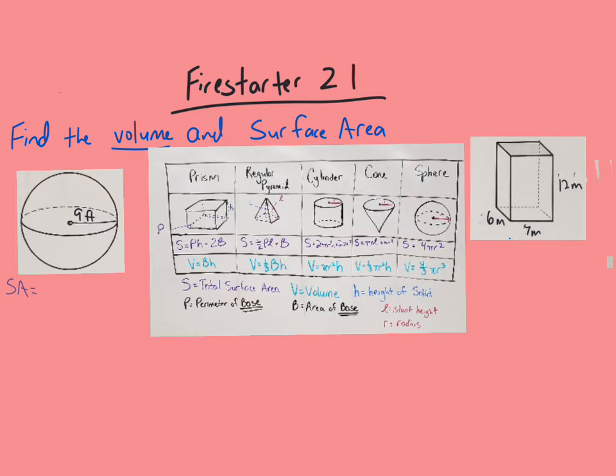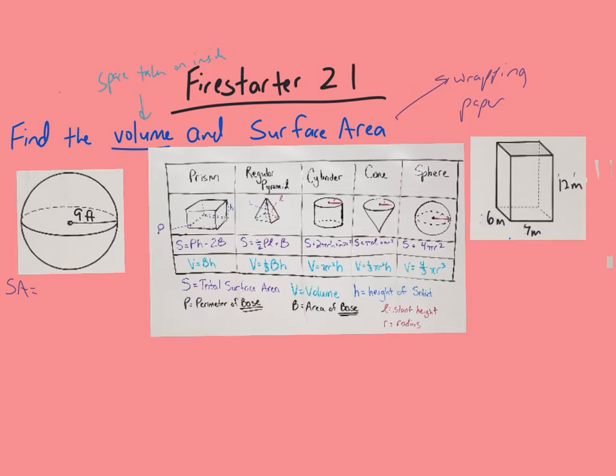Alright, so Firestarter 21 is just finding volume and surface area. Remember, surface area is like wrapping paper. So think wrapping paper. That's the coverage of the outside of the three-dimensional figure. Volume, that's going to be the space taken on the inside.